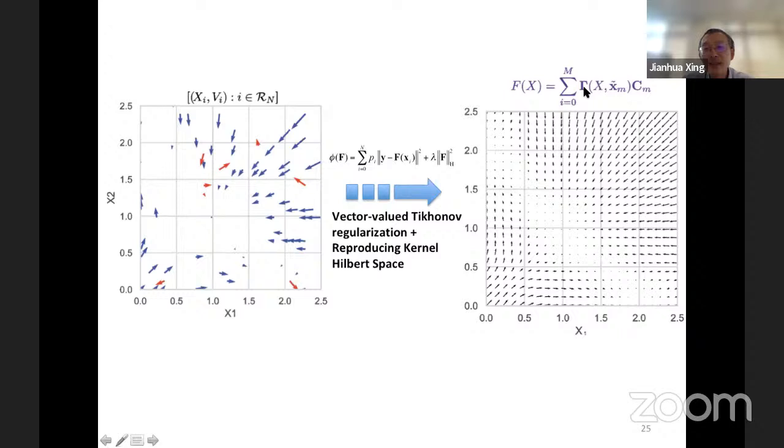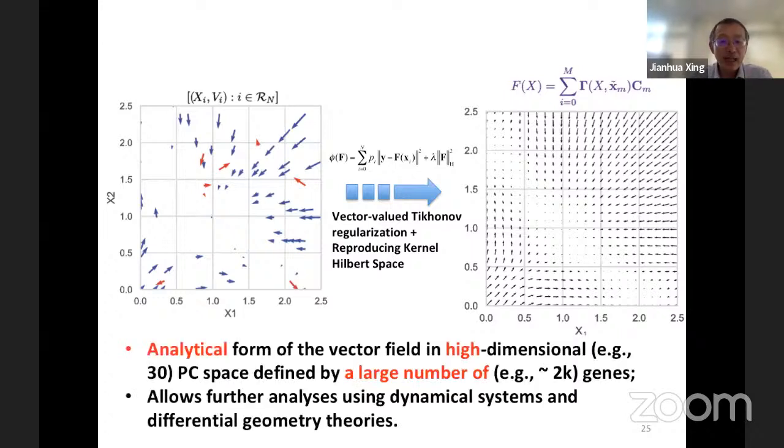So we expand it by this basis function gamma. And then we try to find the best fit that will minimize the difference between the measured velocity and we calculate velocity. Then you have this normalization, regularization factor to penalize overfitting, right? So this is the general procedure. And at the end, you don't need to worry about all the details. The end is we will have an analytical function form of the vector field.